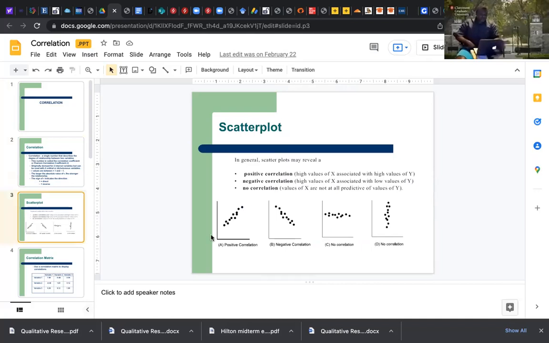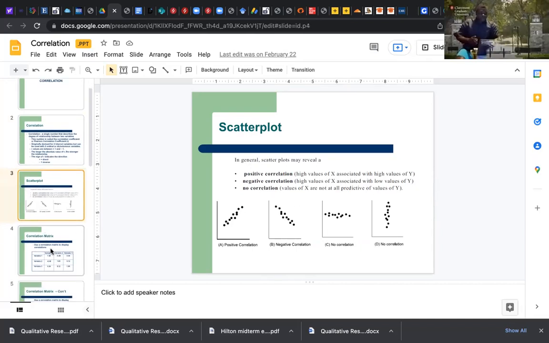You see the positive one here. All the data points are like in a straight line. So positive correlation: the higher values of X are associated with the higher values of Y, because when X rises, Y rises. Negative correlation: high values of X are associated with lower values of Y. X rises and Y goes low. No correlation: the values of X are not at all predictive of the values of Y, so there's no change at all. So this is a scatter plot.